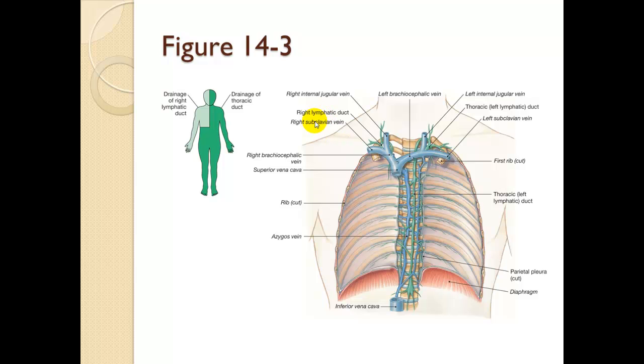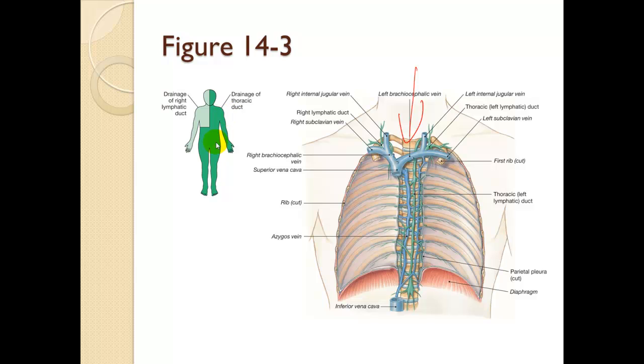Figure 14.3 in your book gives the distribution. There is a large amount of drainage structures in your chest, and that's because we bring air into here continuously. So again, there's going to have to be the ability to incite the immune system very quickly.